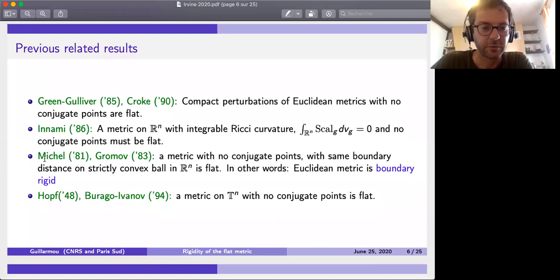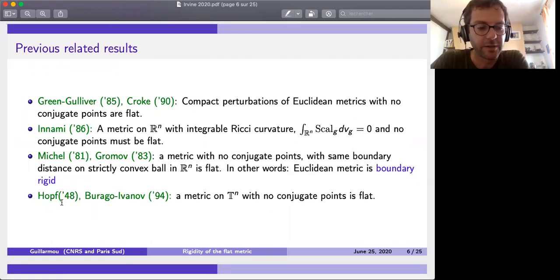It's also related to the result of Croke and Gulliver; they're really related to the question about boundary rigidity, which in this class was analyzed by René Michel and Gromov. They show basically that a metric with no conjugate point with the same boundary distance as the Euclidean space on a strictly convex ball in Rn has to be flat. And indeed, Croke really reduced, in his proof, the problem to the boundary rigidity when you compare a simple metric g with the flat metric.